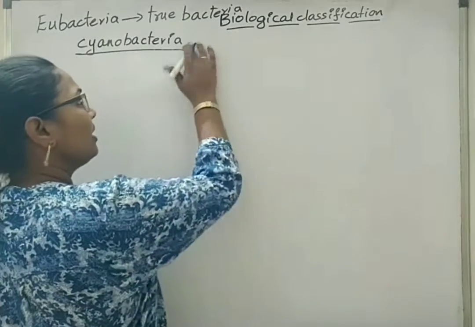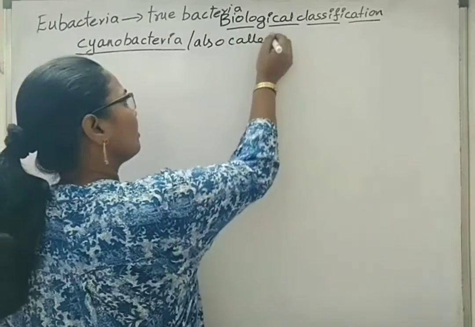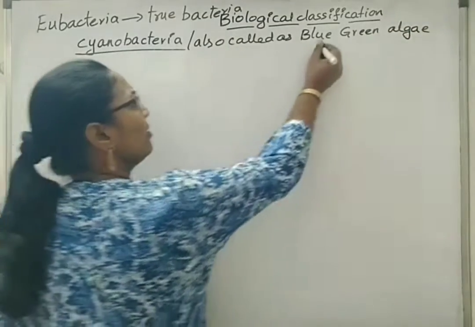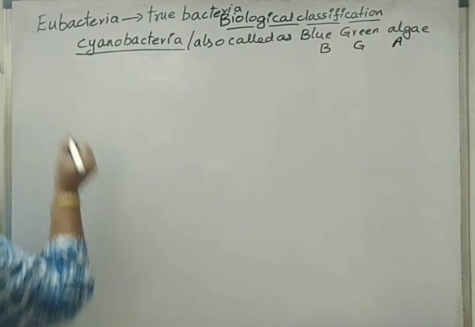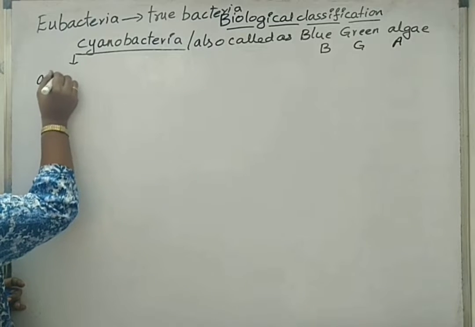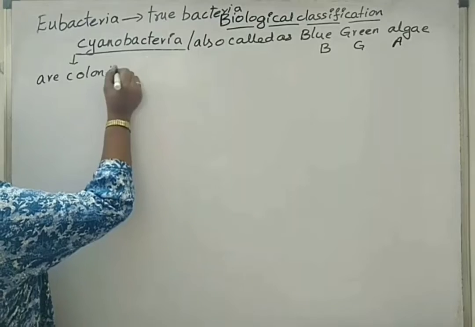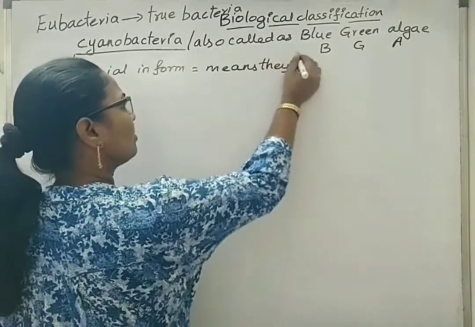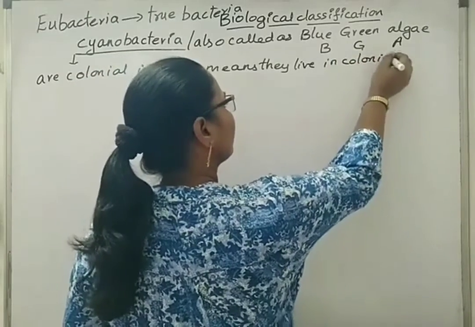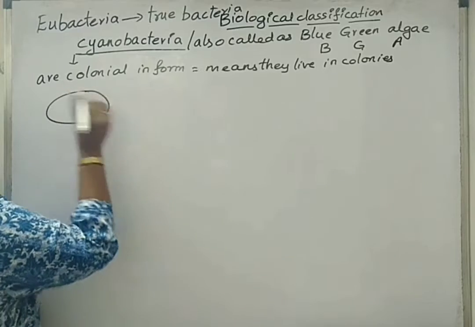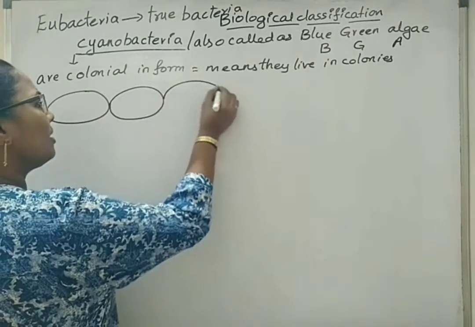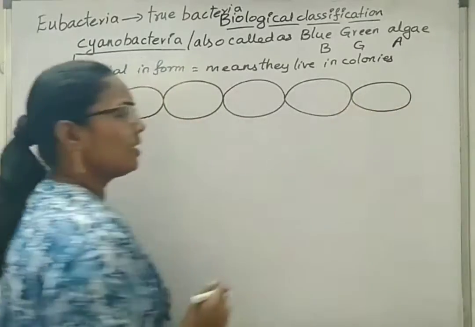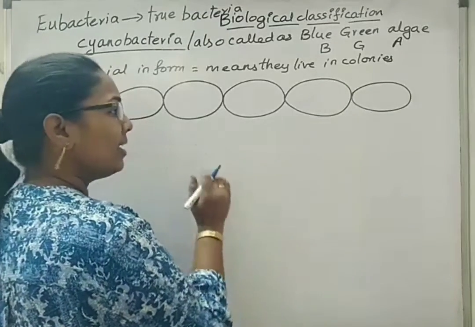Cyanobacteria are also called blue-green algae. We indicate this as BGA. Cyanobacteria are colonial in form, which means they live in colonies. For example, if one cyanobacterium is there, another will hang on to it, and another will be attached like this. So cyanobacteria are colonial, but in a straight chain-like arrangement.